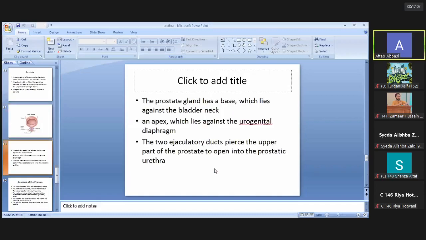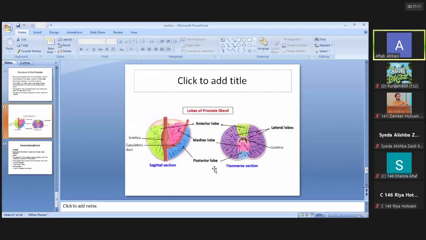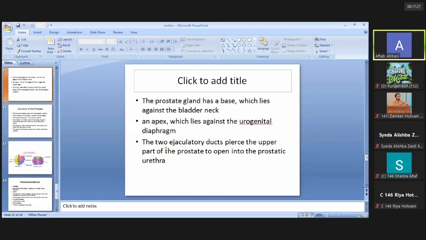The ejaculatory duct pierces the upper part of the prostate gland and opens into the prostatic urethra. So this is the part known as the prostatic urethra, and this one is the ejaculatory ducts. There are two ejaculatory ducts that pass through the posterior part of the prostate gland and open into the prostatic part of the urethra.